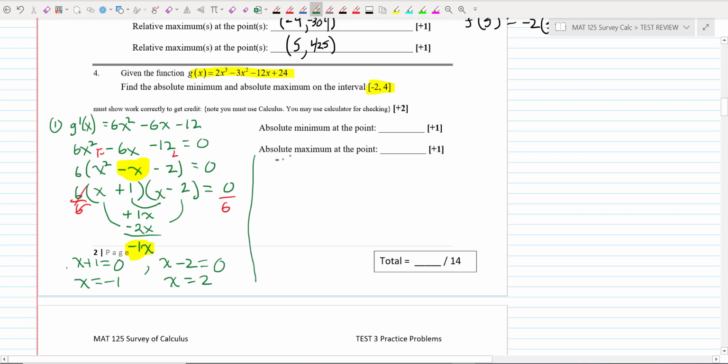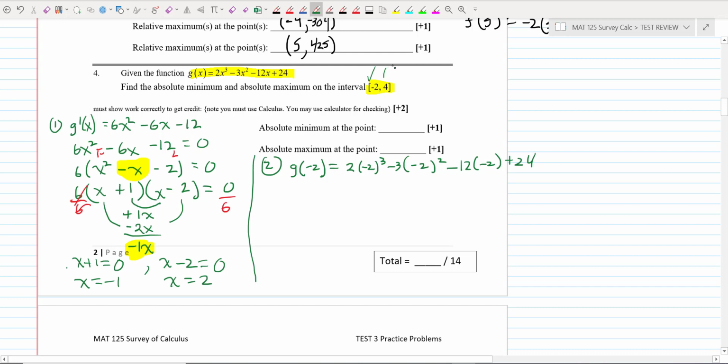Okay, step 2, what you want to do, and you don't have to do a sign chart to do an absolute min or max on an interval. You just need to take the endpoints. So we're going to evaluate these endpoints in this function. I'm going to go 2 times -2 to the third minus 3 times -2 to the second minus 12 times -2 plus 24.